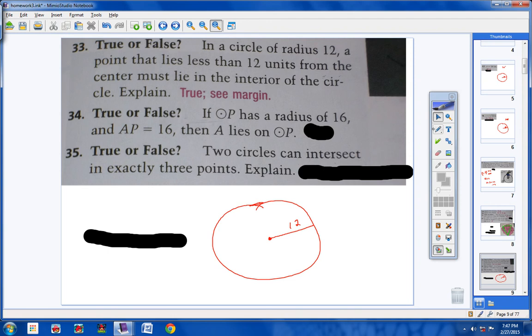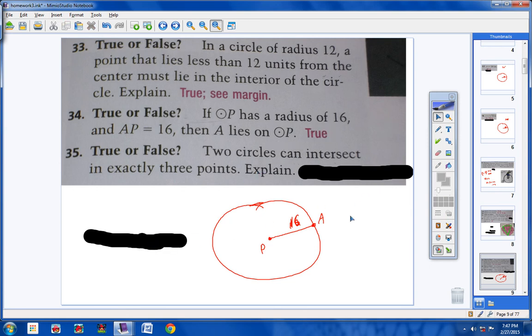Okay, number 34. If circle P has a radius of 16, so let's make this 16, and let's call this circle P. And AP equals 16. So put A right there, AP equals 16. Does A lie on circle P? Well, of course it does. That's true. If circle P has a radius of 16, and you draw a segment AP so that it has a length of 16, then A must lie on the circle, because if AP equals 16, that means the distance from P to A is 16. So then A does lie on the circle. That's true.